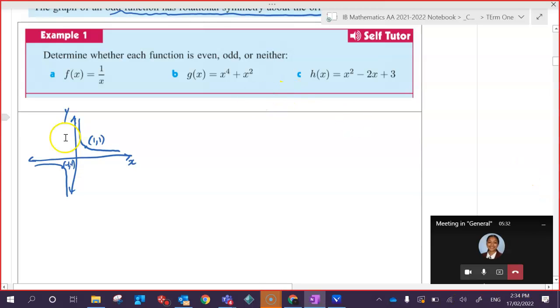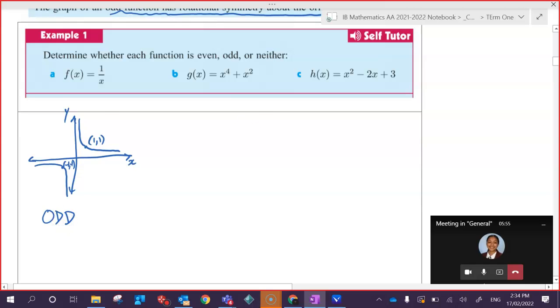Do we think that has... Does it have reflective symmetry in the y-axis? No. If I fold it over in the y-axis, no. So it's not even. If I rotated it 180 degrees about the origin, would it look the same? I think it would, wouldn't it? It has rotational symmetry. So that would be an odd function.